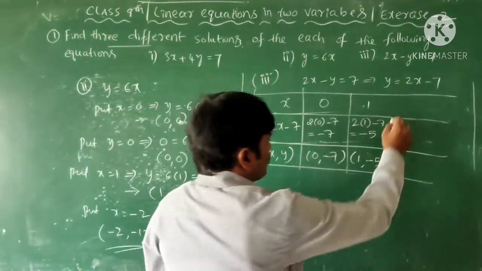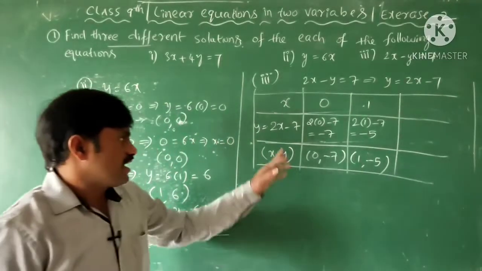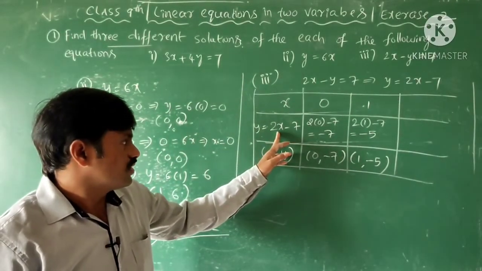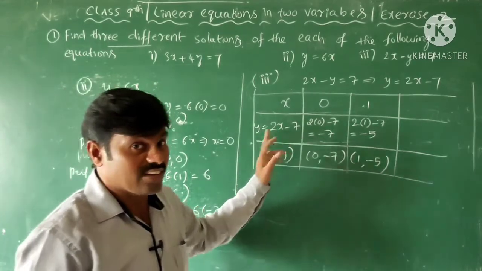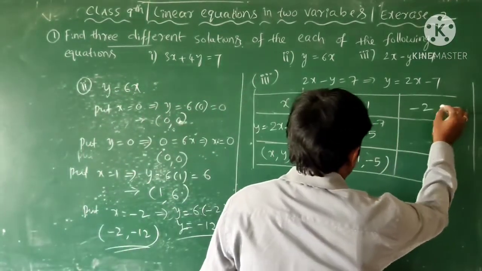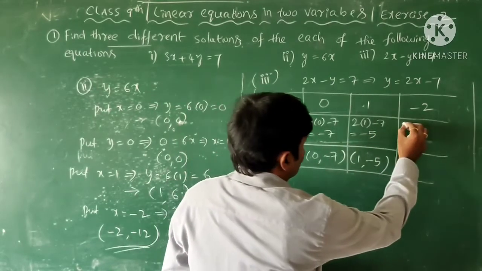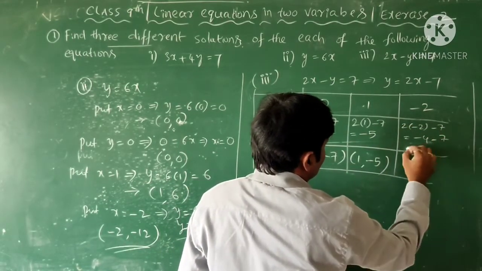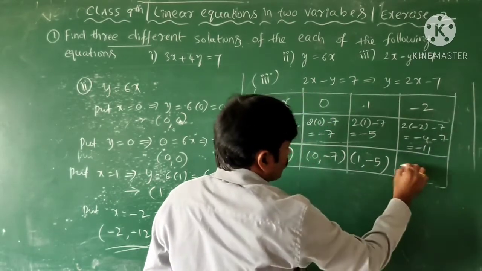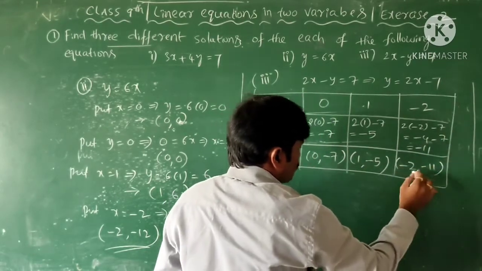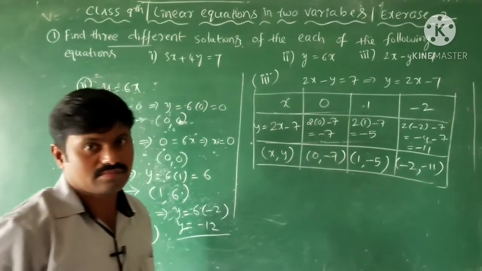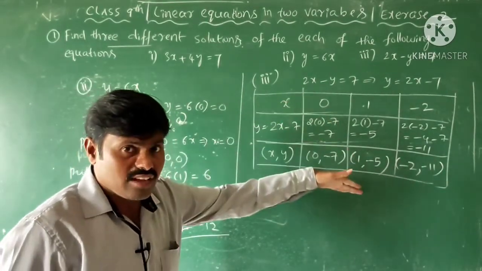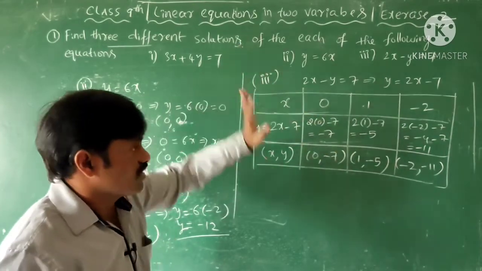Now take any x value, take minus 2, one negative value. Then the y value is 2 into minus 2 minus 7, that is equal to minus 4 minus 7, that is minus 11. So minus 2 comma minus 11. So here we got three different solutions. So we can get in this way also three different solutions of the equation.